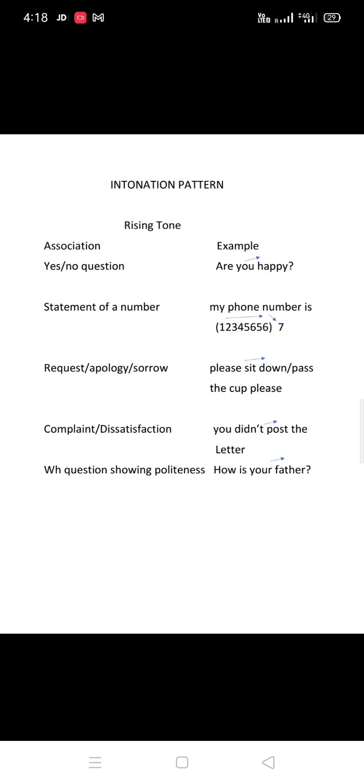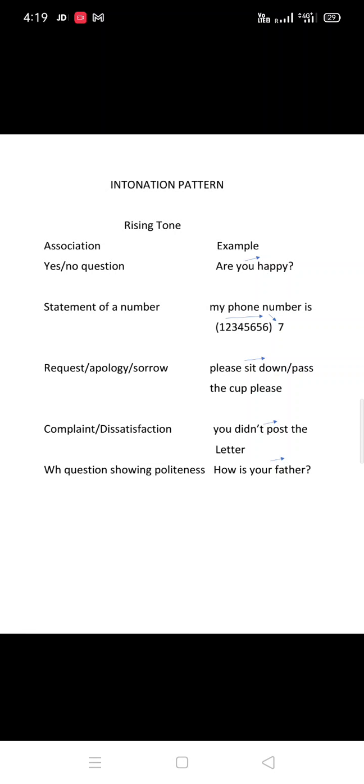So now, regarding yes no questions, we can use rising tone, like: Are you happy? Are you sad? Here, yes no questions are those questions which can be answered by yes or no.